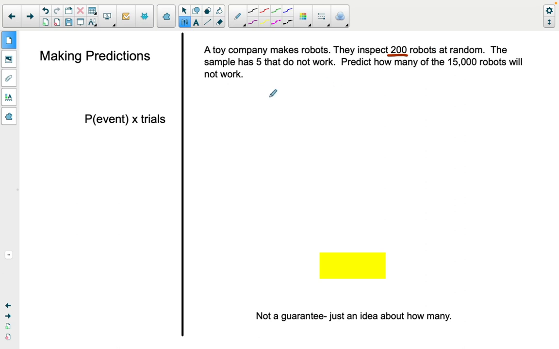So when they did that, they found that 5 of the 200 did not work. So of my 200 robots, you can put an R for robots, 5 of them were defective. I could simplify that fraction. What would it be? 1 in 40. But I'm going to keep it as is. We want to know how many would be defective out of 15,000 robots.